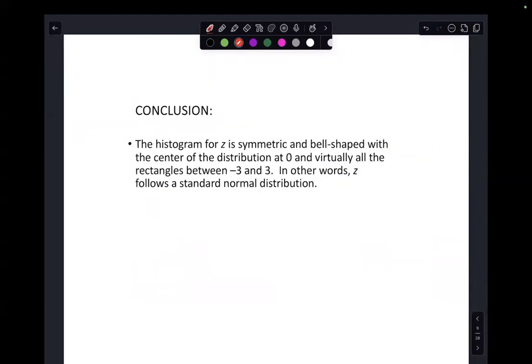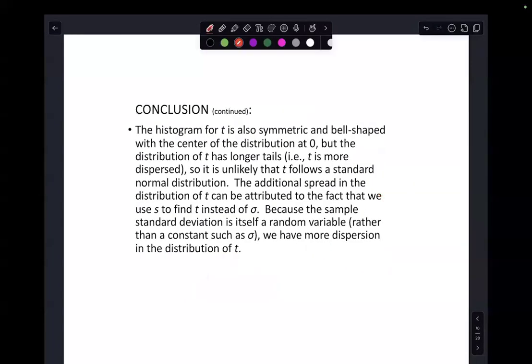All right. The histogram for Z is symmetric and bell-shaped. The center is at 0. Pretty much everything is between -3 and 3 standard deviations away from the mean, or z-scores. It follows a standard normal distribution. With the t-value, it's also symmetric. The distribution has longer tails. It doesn't follow a standard normal distribution. Remember, our standard normal distribution was when we converted all of our data values to z-scores.